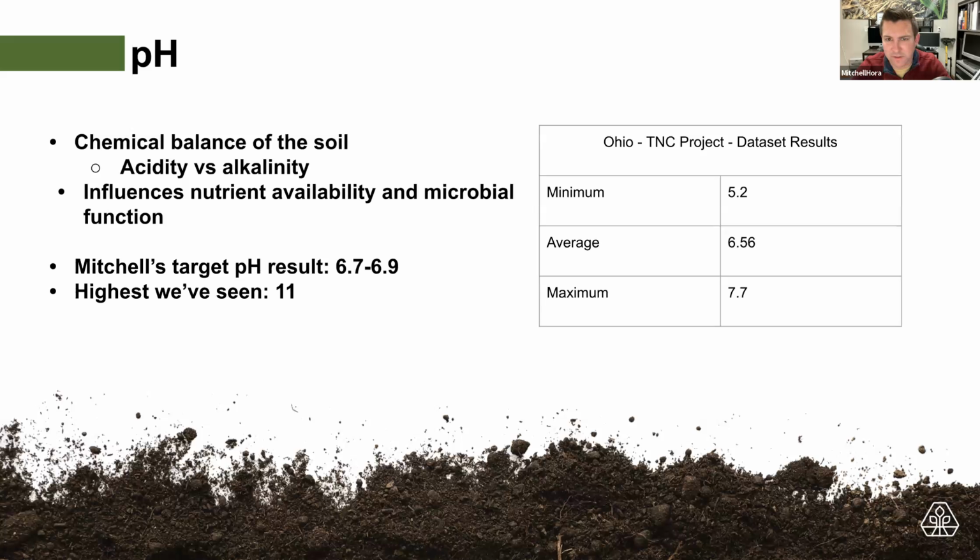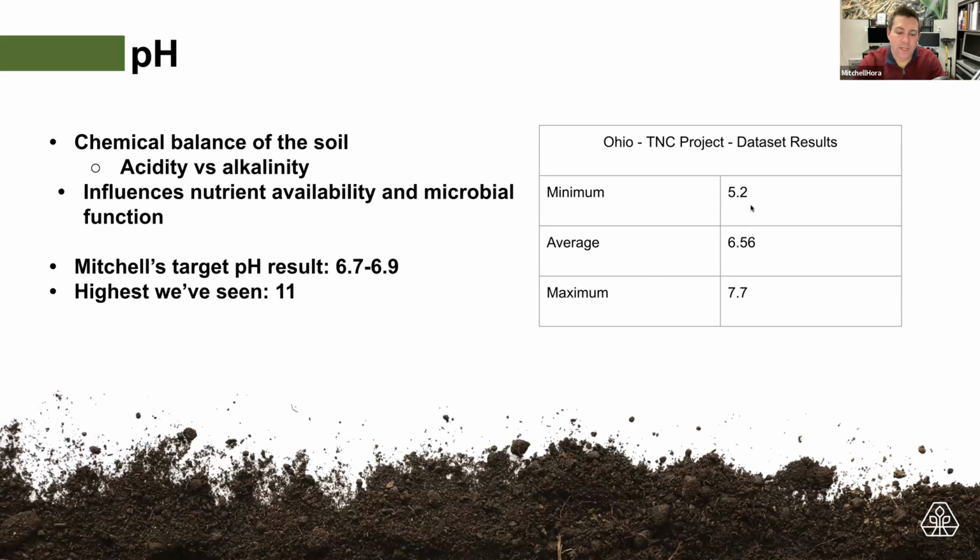One of those balances is, of course, pH. Everyone's seen pH results before. This is just looking at the chemistry balances within the soil. I like to see my soil pHs in that 6.7 to 6.9 range. The average here was 6.56. This really low pH, we're seeing very acidic soils there, that 5.2 pH.